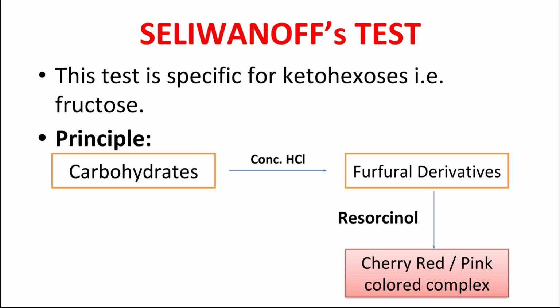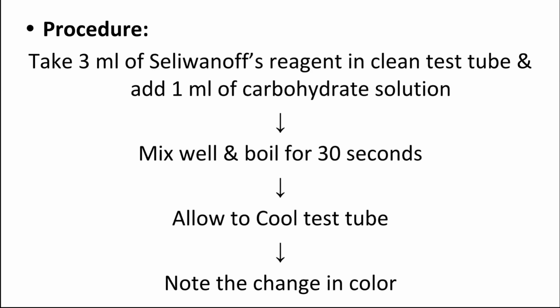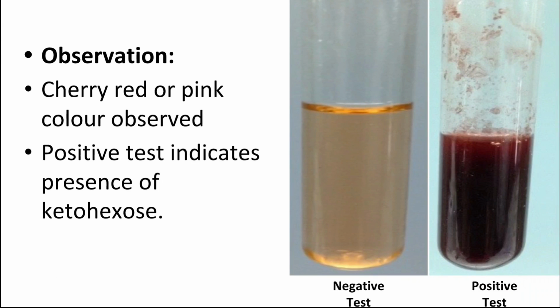Now let's see what the procedure is. We take 3 ml of Seliwanoff reagent and add 1 ml carbohydrate solution. Mix well and boil for only 30 seconds. Allow the test tube to cool and check for the change in color. In the observation, if the test is positive, a cherry red or pink color will be observed.